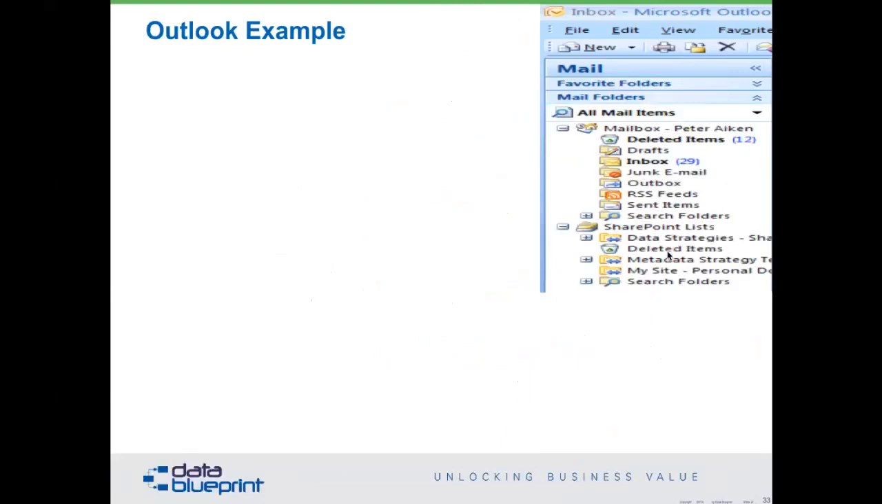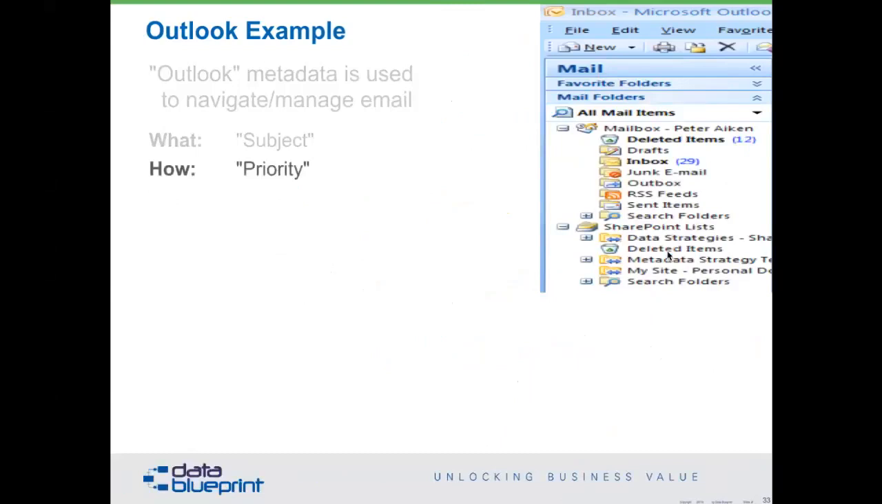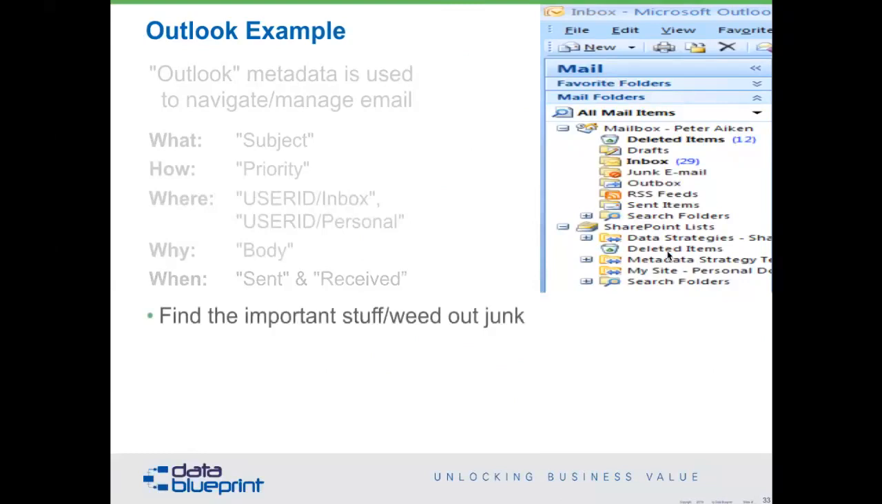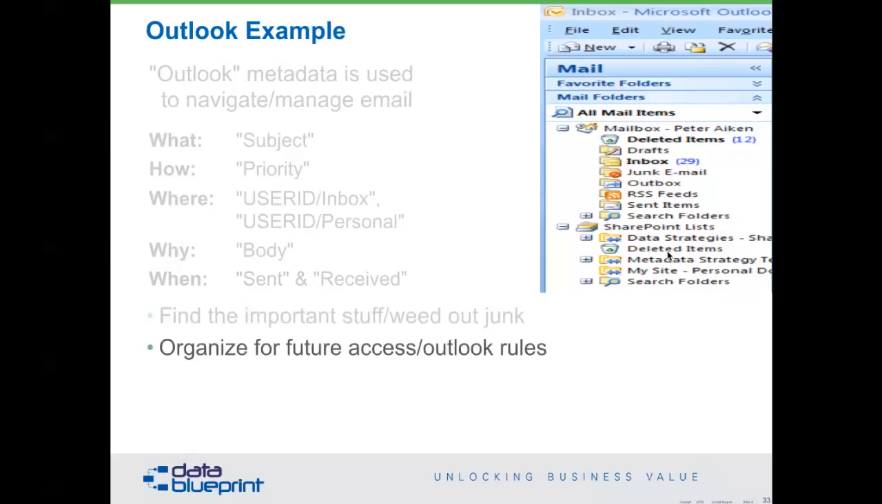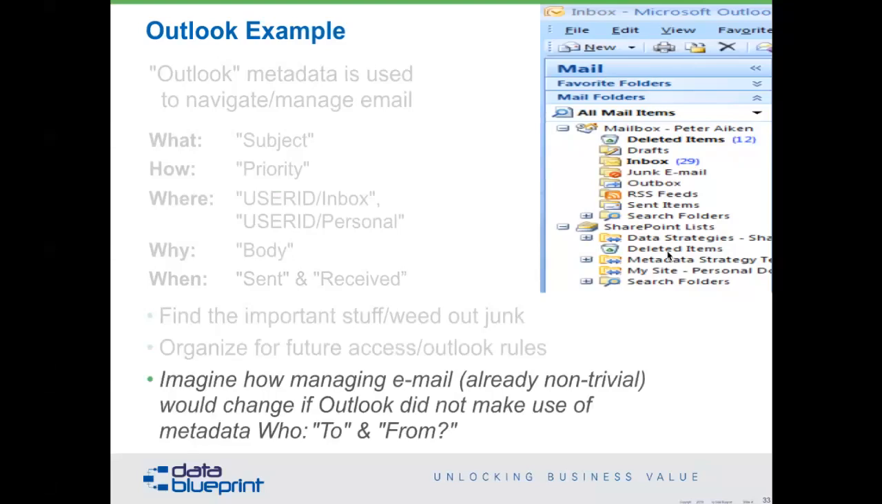Another example real quick, whether you use Outlook or whatever email client, you use the what for the subject material. You use the how for the priority. Where goes into a user inbox or a personal box. You organize this. The why is your body. When is your sent and received? And you use different tools, different capabilities that your email client has to make sure the message from your boss goes to the top, or a message from Shannon, which is even more important than my boss, goes to the top of my list. And you weed out the junk that you don't have. Because we organize this, we use these metadata rules to help improve our productivity. And imagine how managing your email box would look if you didn't have these capabilities. Email is bad enough as it is, but without them, we would be in a real, real pickle.